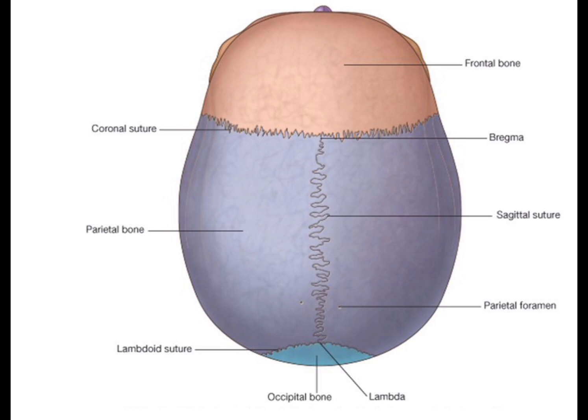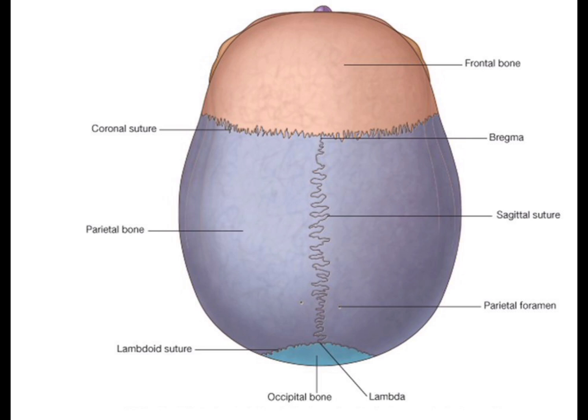In the next slide, we will discuss norma verticalis. This is the diagram of norma verticalis. Bones included are the frontal bone, parietal bone and occipital bone. And there are sutures: the coronal suture, which connects the frontal bone and the left and right parietal bone, and the lambdoid suture, which connects the left and right parietal bone and the occipital bone.